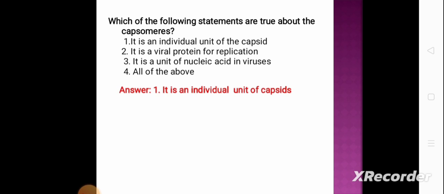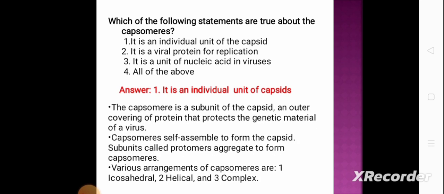The individual unit of capsid is known as capsomer. The capsomer is a subunit of capsid, an outer covering of protein that protects the genetic material of a virus. Capsomeres self-assemble to form the capsid. Subunits called protomers aggregate to form capsomers. Various arrangements of capsomers are icosahedral, helical and complex.